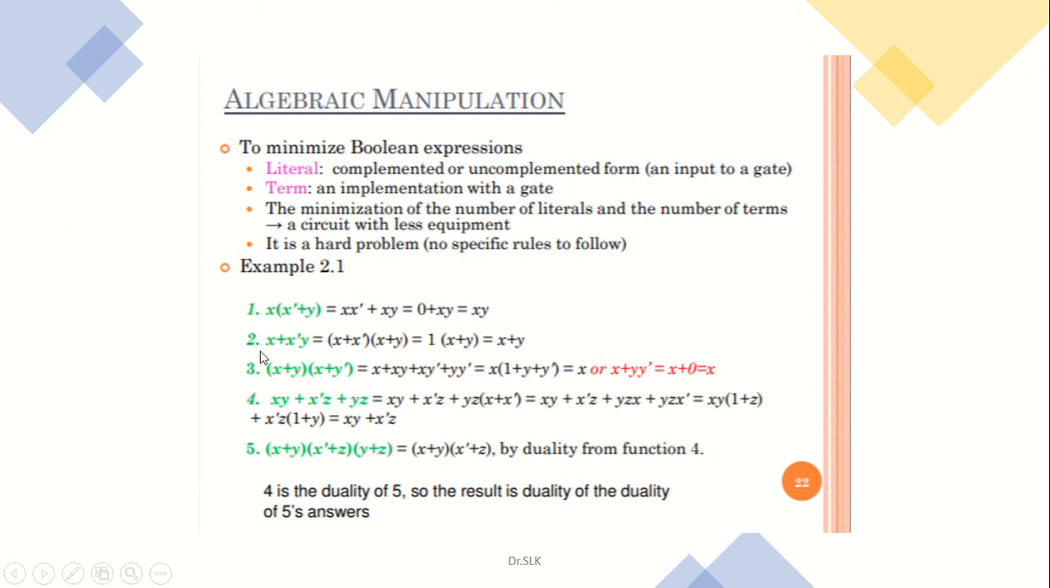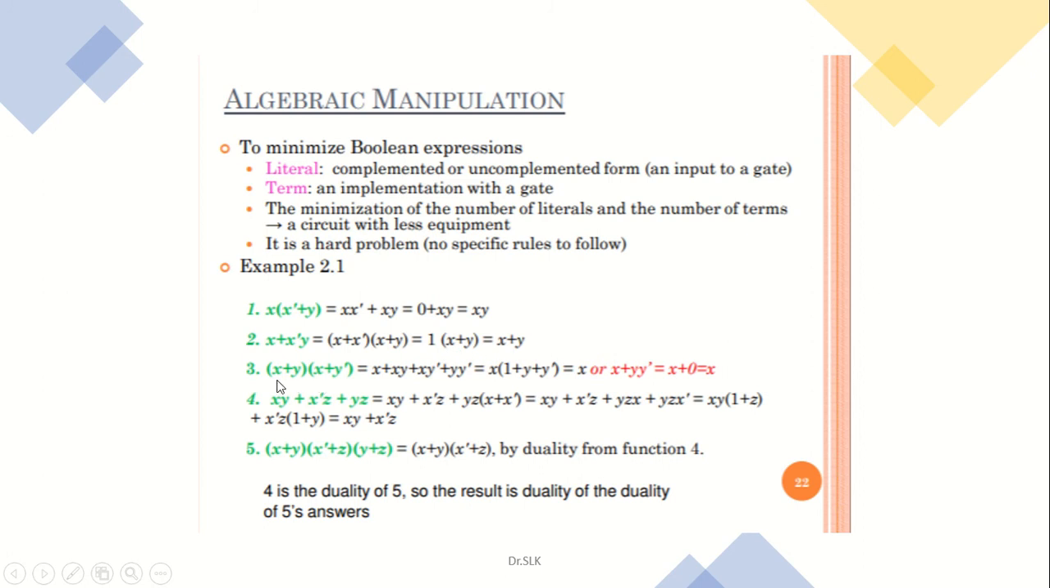And the second one is x + x'y, which, by using the postulates, could be written as (x + x')(x + y), which is equal to 1·(x + y), because an addition operation between a variable and its inverse will be equal to 1. So 1·(x + y) is equal to x + y.